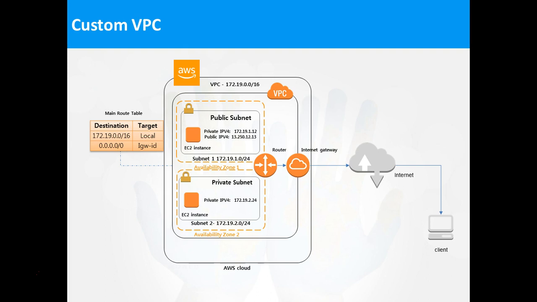A custom VPC will also look like this, but each and every component of this VPC has to be created by us. You can see the subnets; we can assign them as a public subnet or as a private subnet. It is up to us.